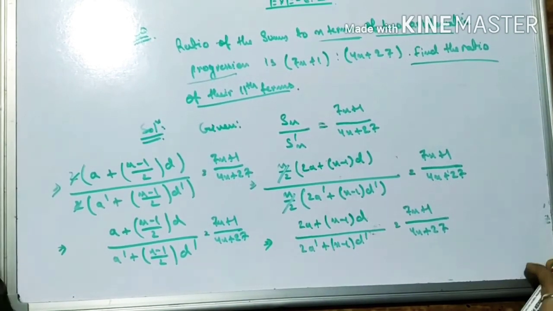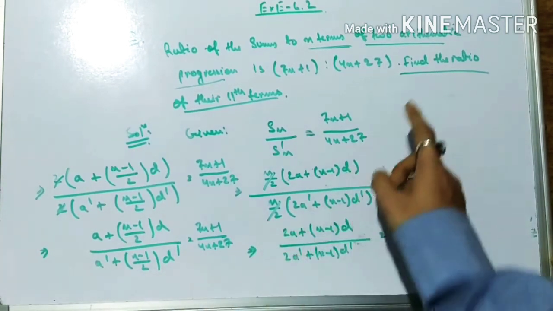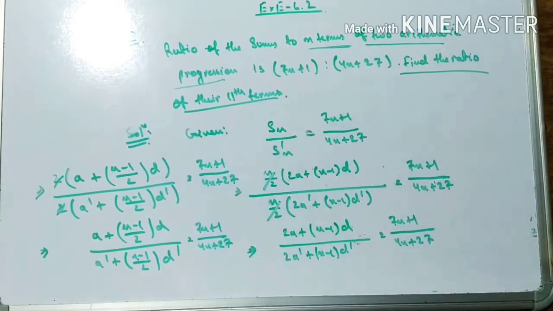Yes. Okay. Now you see in here I have to find the ratio of their 11th terms. Understand? So the 11th term, how will it look? It will look as a plus 10d. Yes or no? T11 is equal to, how do we write? T11 is equal to a plus 10d.